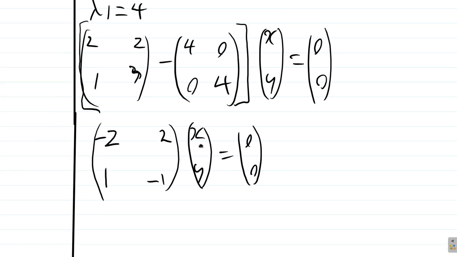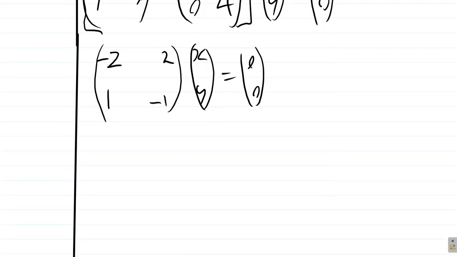Alright, so let's see how this goes. Multiply out the matrices. Negative 2 by x is negative 2x. Let me do a little thing here, give me 1 second.